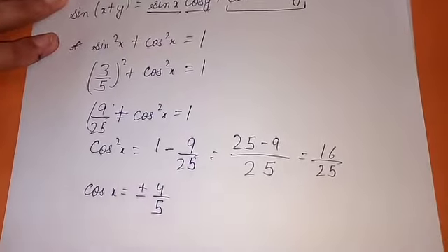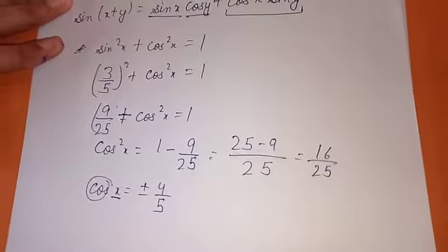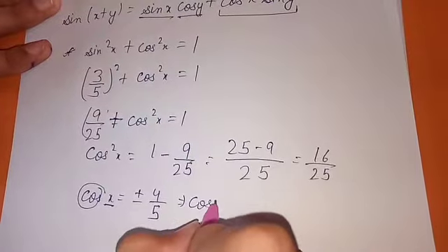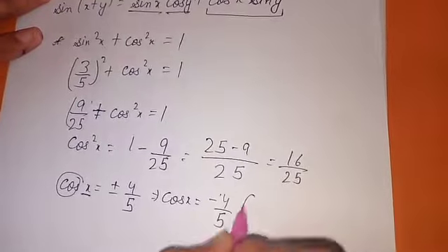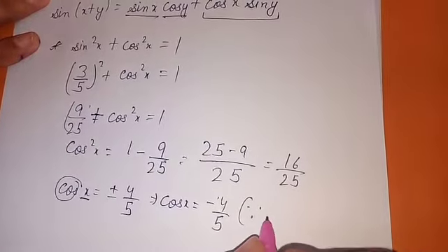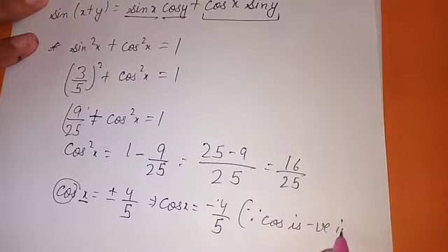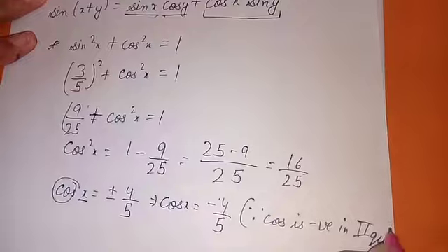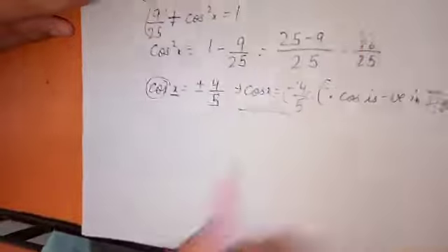Now cos square x is 16 by 25, so cos x will be plus minus 4 by 5. Okay, but x is in second quadrant, and in second quadrant our cos is negative, so what we will get? Cos x is equal to minus 4 by 5. I will write the reason, since cos is negative in second quadrant. Okay, so we have found the value of cos x.